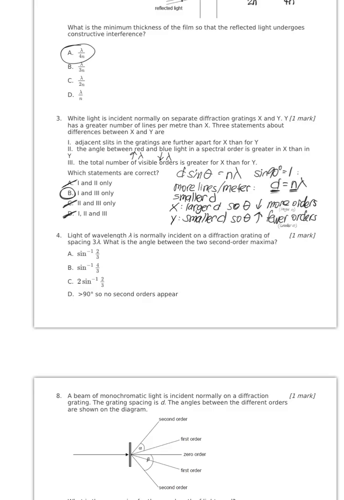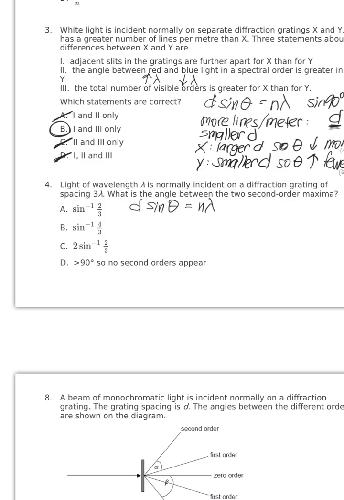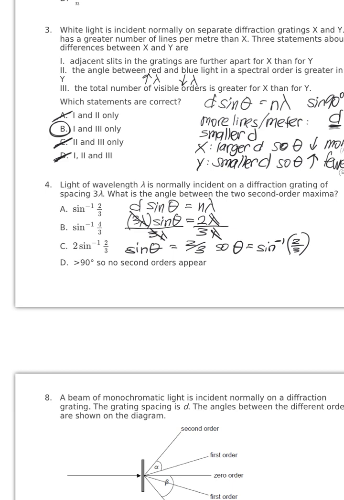Speaking of diffraction grating, let's look at number 4. It says the light of wavelength lambda is normally incident on a diffraction grating of spacing 3 lambda. What is the angle between the two second order maxima? All right, d is 3 lambda. And we're talking about the second order maxima, so n would be 2 in this case. We're trying to solve for theta, so divide both sides by 3 lambda. If we solve for theta, we get theta is arcsine, or sine to the negative 1, of 2/3.